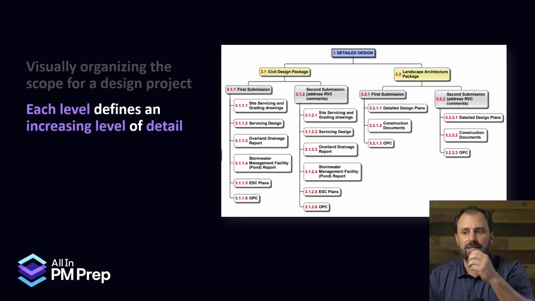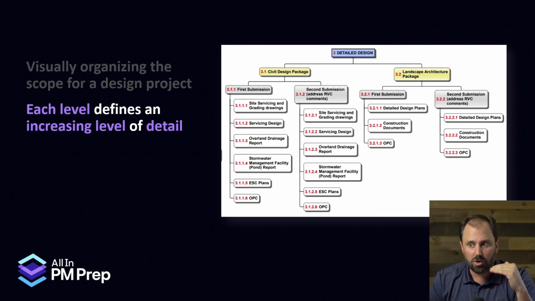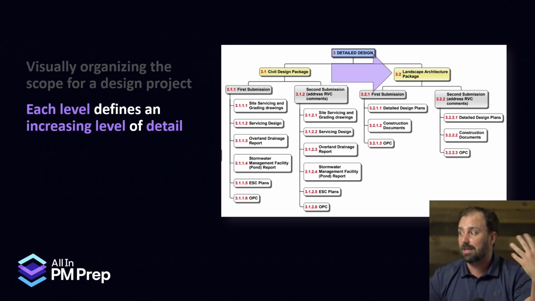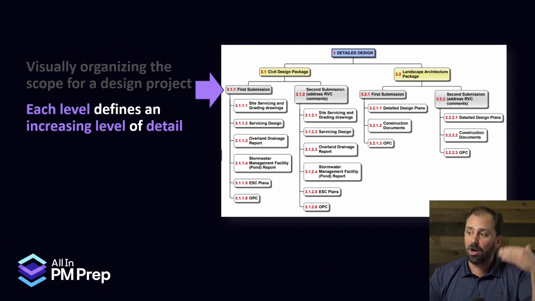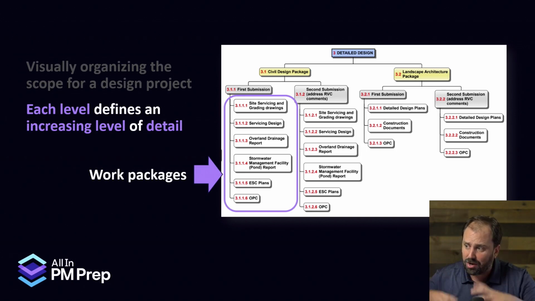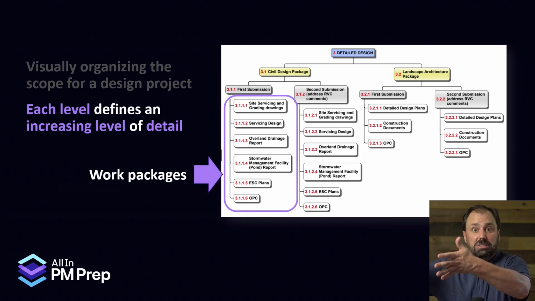This is creating designs. Each level, as we go down, has an increasing level of detail. So at the top, we got the detailed design. We got to create that. Then we got the civil design, the landscape architecture package. We got the first submission, all these different things that are related to the project. And all these down at the bottom, those are the work packages. Sweet.